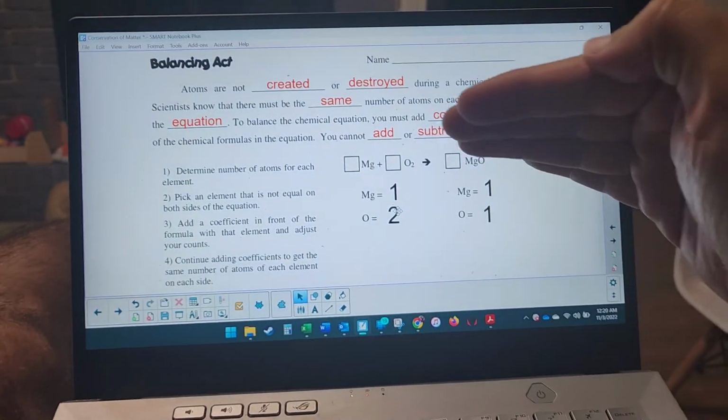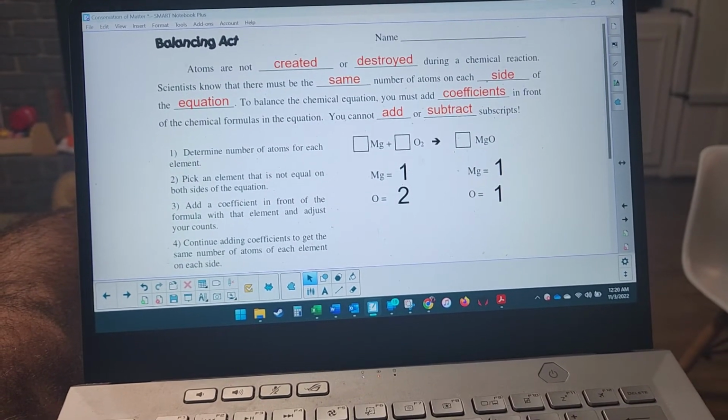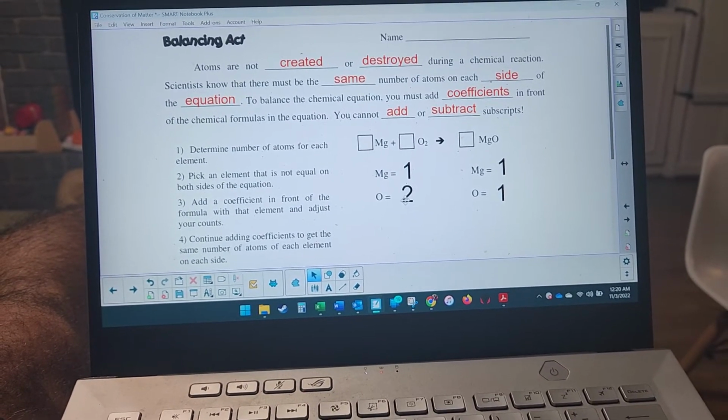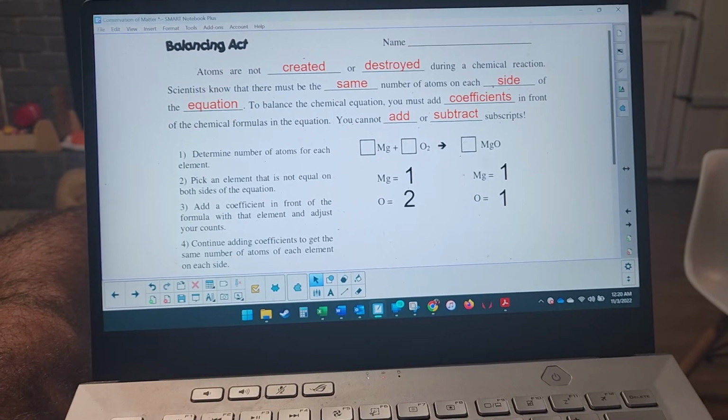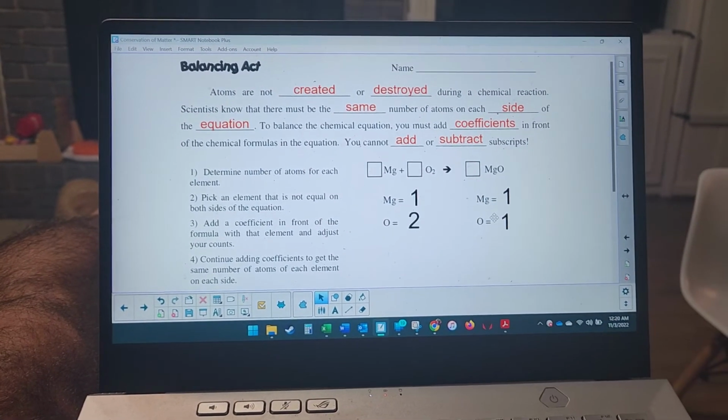To tell if they're balanced, we start from the top and work our way down. Are the magnesiums balanced? Yeah, 1 and 1 at the start and the end. Are the oxygens balanced? No, 2 and then 1. That means afterwards there's 1 less. That means you're destroying matter. That is impossible. So what do we do?